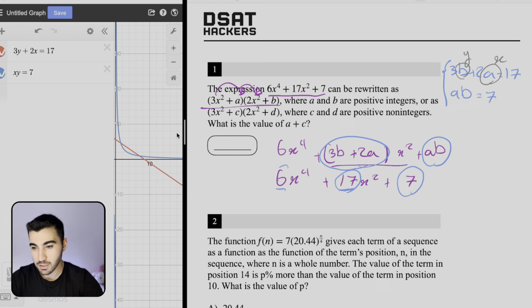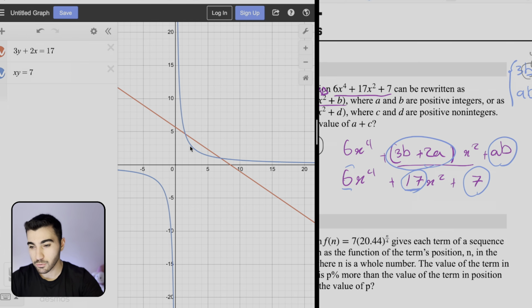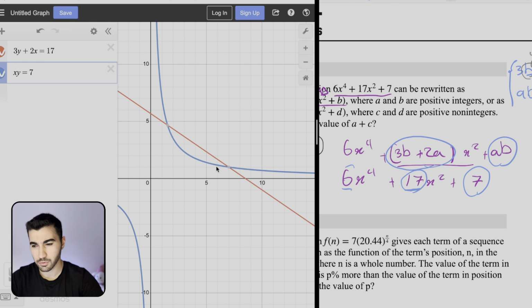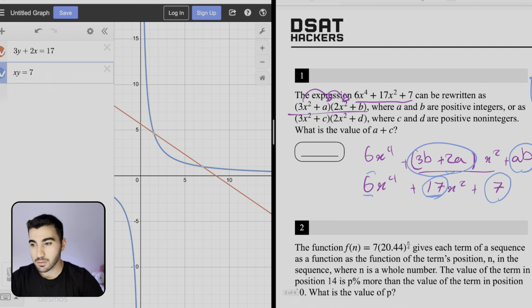So we have this graph right now. We're looking for the intersection points. So we have 2 intersections. That means we have 2 solutions for the system of equations, this point and this point. If we look at the question, we don't need to do the same thing to this expression because these 2 expressions are exactly the same, only the c and d are different, right? So that's why this system of equations has 2 solutions, because it said a, b are positive integers, so we have positive integer solutions, and c, d are positive non-integers, and we have positive non-integer solutions, right?